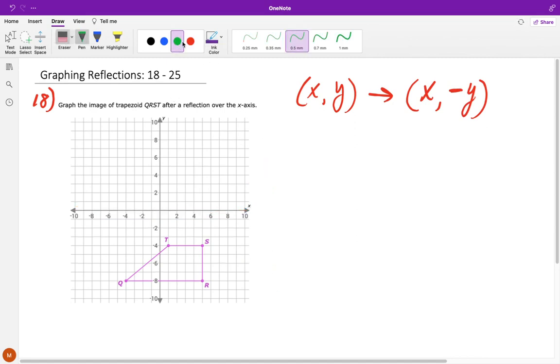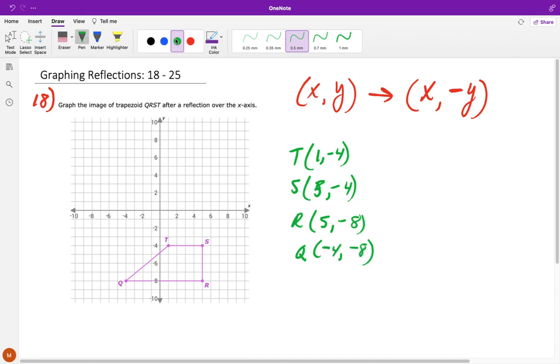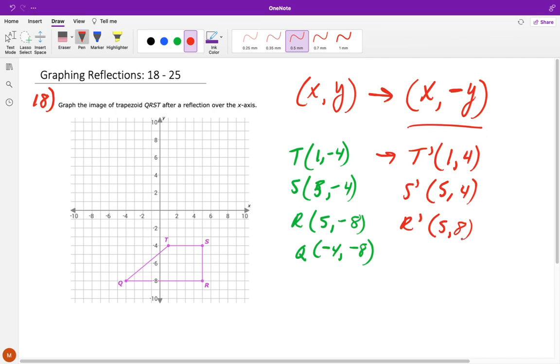So once again, we're just going to go ahead and write down our original numbers. So T was 1, negative 4. S was 5, negative 4. R was 5, negative 8. And Q was negative 4, negative 8. And now to make these a reflection across our x-axis, we're just changing our y value to the opposite sign. So T prime becomes 1, 4. S prime becomes 5, 4. R prime becomes 5, 8. And Q prime becomes negative 4, 8.